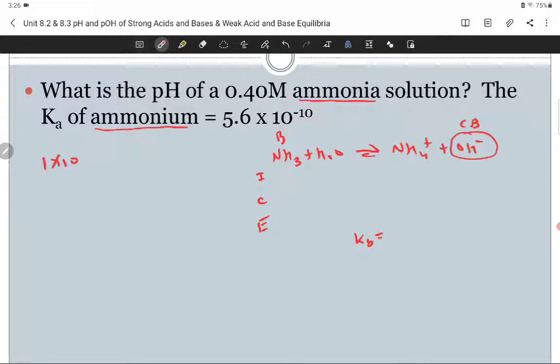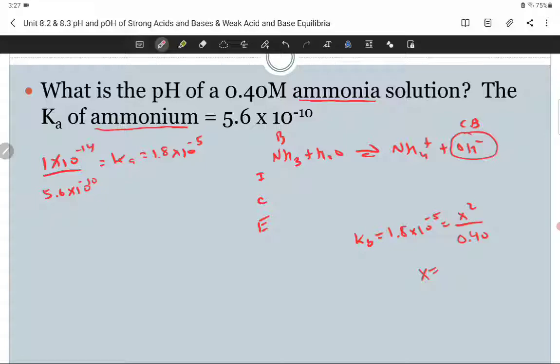So 1 times 10 to the negative 14 divided by 5.6 times 10 to the negative 10th equals the Kb. And I think that's going to be 1.8 times 10 to the negative 5th if you do that on your calculator. So we'll see what we get with that. 1.8 times 10 to the negative 5th times 0.4. Take the square root.